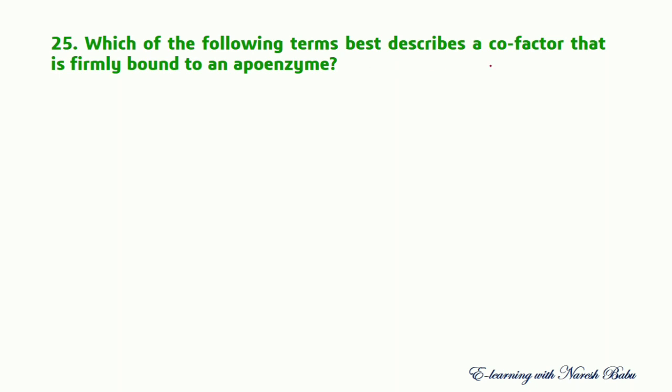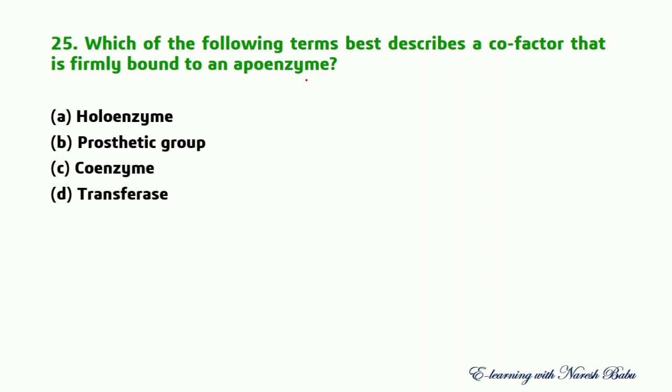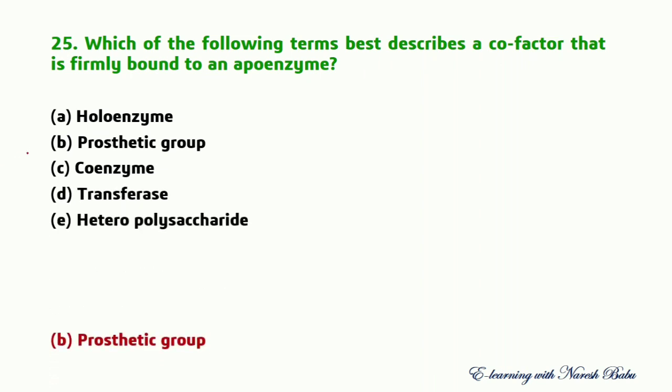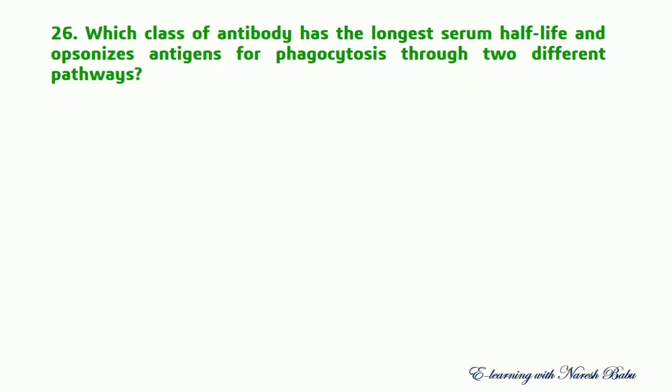Which of the following terms best describes a cofactor that is firmly bound to an apoenzyme? So which is binding the cofactor to the apoenzyme? Holoenzyme, prosthetic group, coenzyme, transferase or heteropolysaccharide. The answer is prosthetic group. Whatever is attaching to the cofactor, we call it a prosthetic group, firmly bound to the apoenzyme.